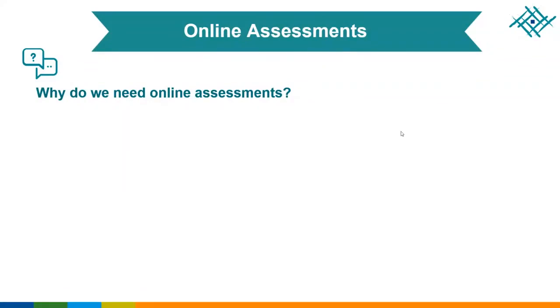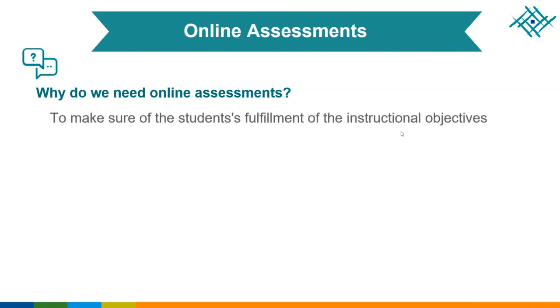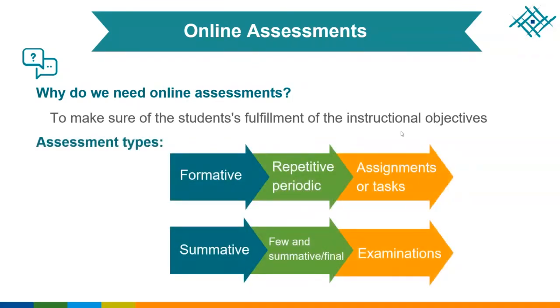Then at the end of the roadmap, you should provide some online type of assessment or even self-assessment for the student. Why do we need online assessment? To make sure the student fulfills the instructional objective. We have assessment types: formative and summative. Formative assessment is repetitive and periodic, like assignments or tasks. For summative, they are few, maybe the midterm or the final exam.